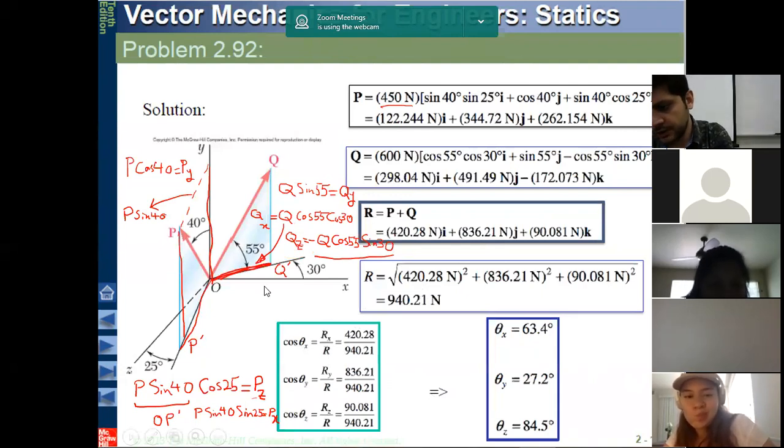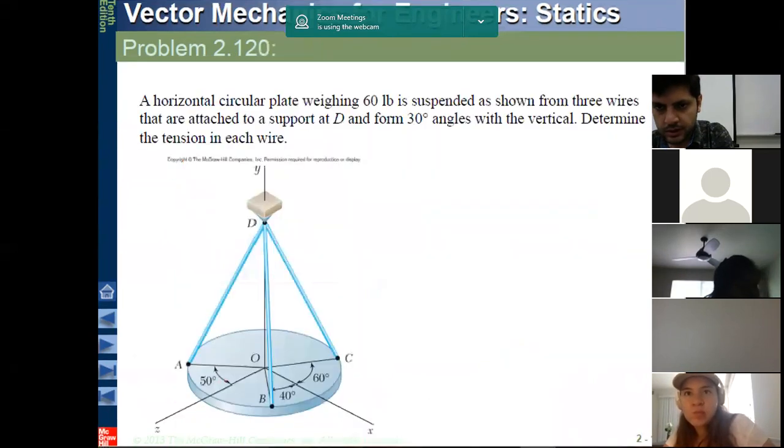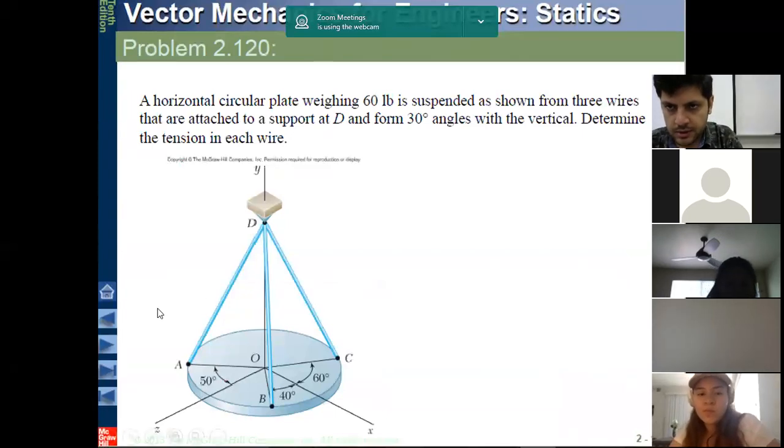You can later get to these slides if you have any confusions. I would upload this. So let's get to this problem. We have a horizontal circular plate. It has a weight, so we have a vertical force. And it is suspended as shown from 3 wires, attached to the same point D.